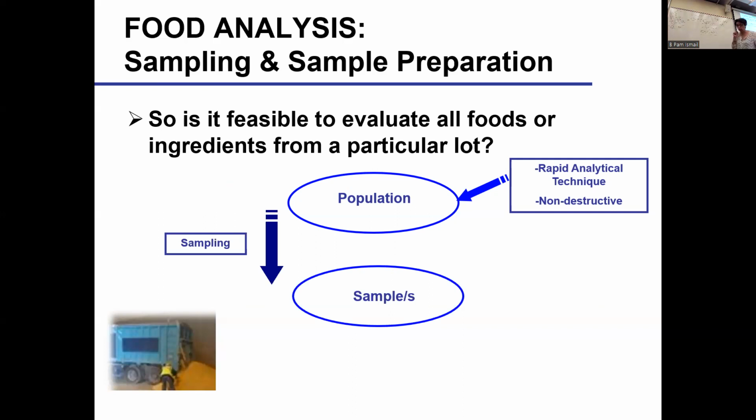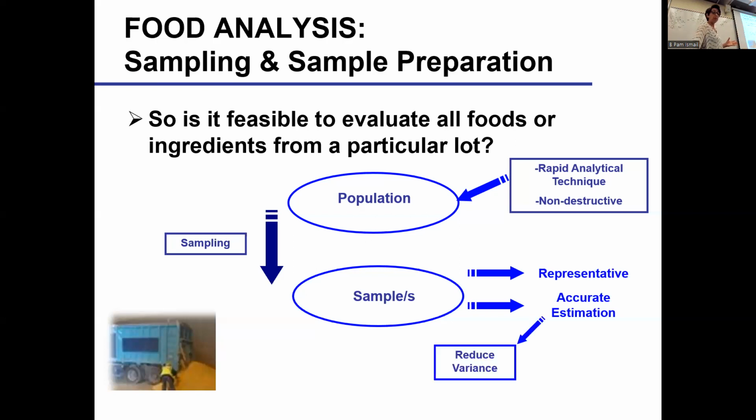So this is a key word: I'm taking a sample that represents the whole lot, that can help me make a very accurate decision, or as close to a true decision as possible. So I take a representative sample from the whole lot so that I can accurately estimate the status of the whole population, and then reduce variance and be sure of my decision.